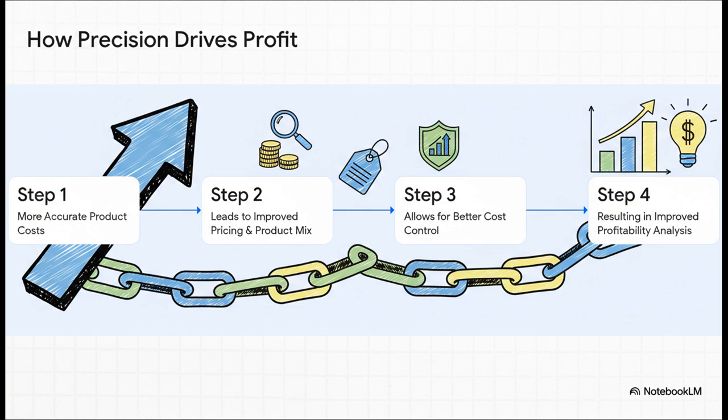See, it all starts with getting your product costs right. And once you have that clarity, it just ripples through every big decision you make, from how you price things and what you sell, all the way to making your operations more efficient. And it totally transforms your ability to drive real, actual profit.